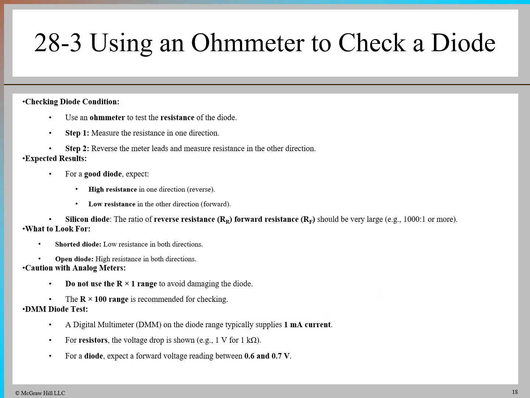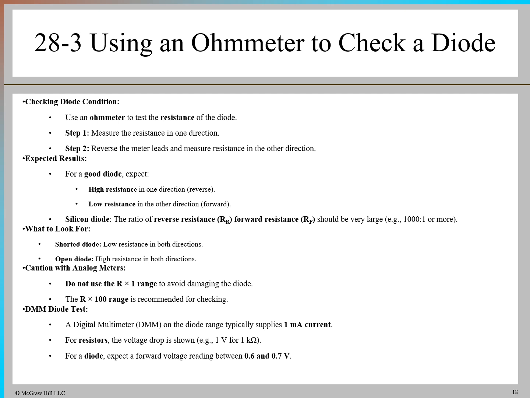To check a diode's condition, use an ohm meter. First, measure the resistance in one direction, then reverse the meter leads and measure again in the opposite direction. For a good diode, you should see high resistance in one direction, the reverse bias, and low resistance in the other direction, forward bias. For silicon diodes, the ratio of reverse to forward resistance should be very large, such as 1,000 to 1 or more.